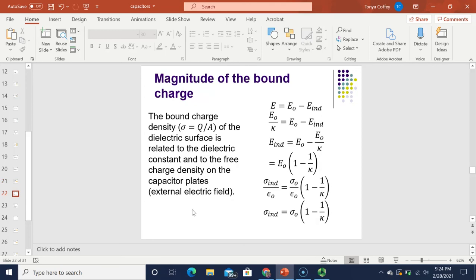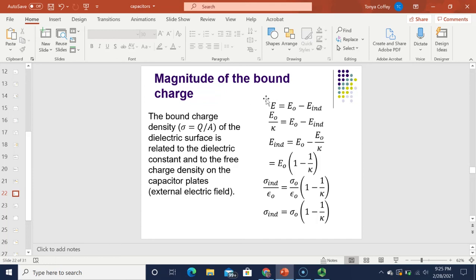All right, so now we can get some equations for this induced charge on the surface of our dielectric material. Now remember, we have a bound charge density. Remember that charge densities are just the charge divided by the area, okay? So I'm going to use the symbol sigma for charge density, okay? So that charge density at the dielectric surface is related to the dielectric constant and to the free charge density on the capacitor plates, which is, of course, from that external electric field. Okay, so here we go.